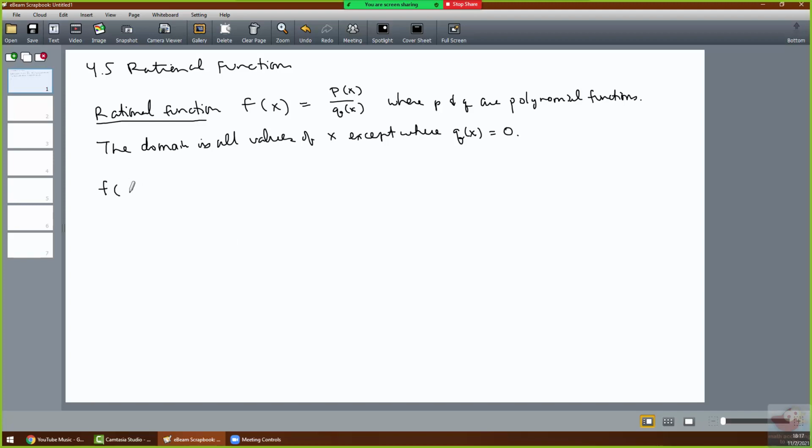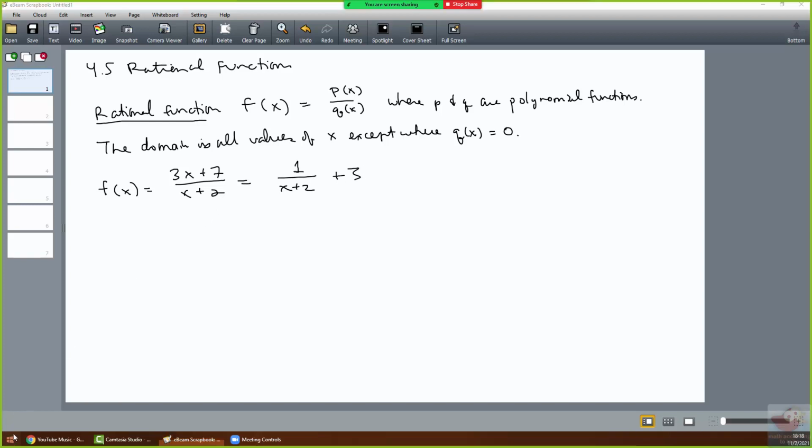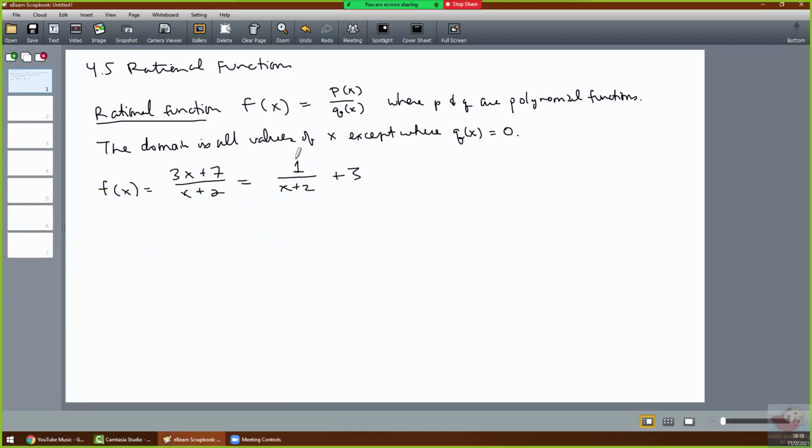Now, as an example, let's consider the rational function 3x plus 7 over x plus 2. This next part that I'm going to show you is literally for demonstrative purposes. This fraction is the same thing as 1 over x plus 2, plus 3. And the way you know that is because if we were to make a common denominator and make it one fraction, you would get back this guy over here, 3x plus 7 over x plus 2.